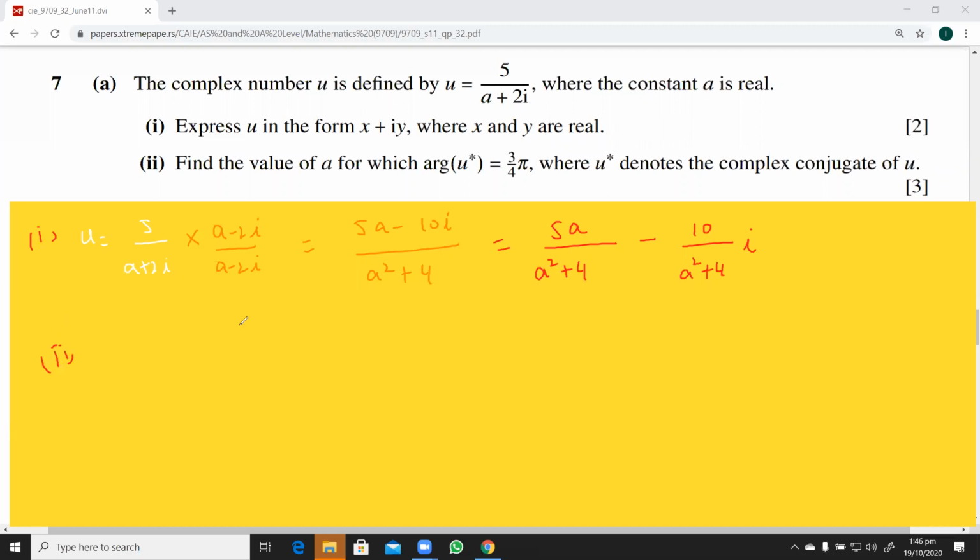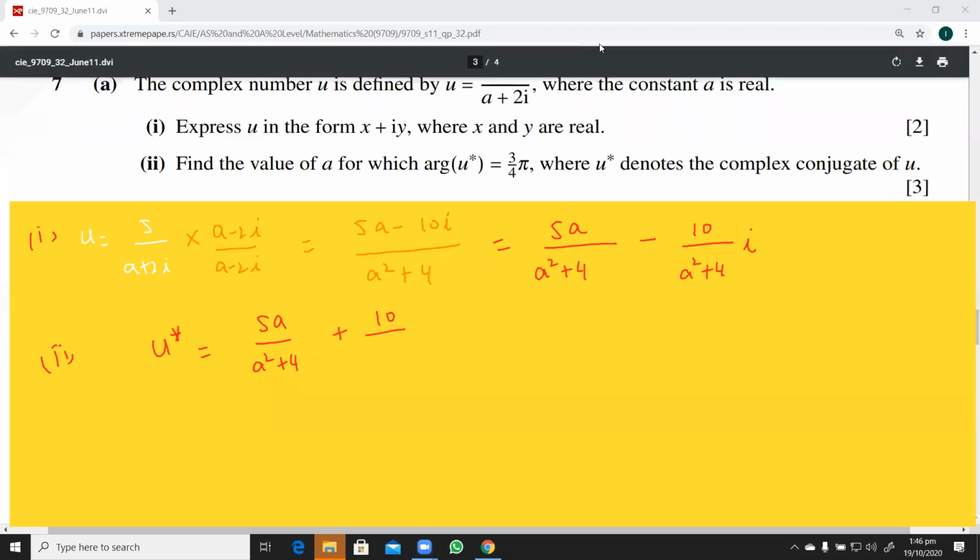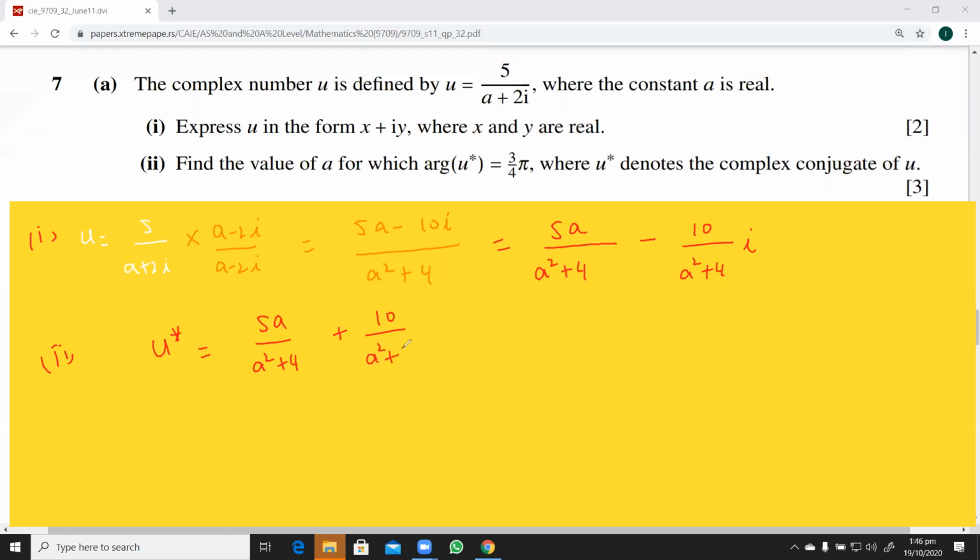Next it says find the value of a for which argument of u star. Now u star should be 5a over a square plus 4 plus 10 over a square plus 4. The students who took my lesson on the typical complex numbers seriously can easily handle this. You see that the argument is 3 pi by 4. So if it is 3 pi by 4, that means something is going to be in this quadrant. So this is your 3 pi by 4.